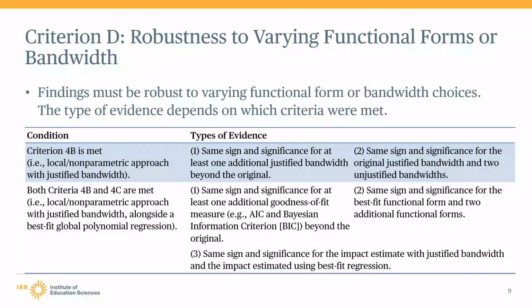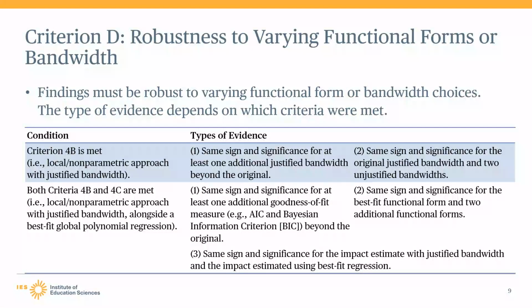Two impacts are considered to have the same sign if they are both positive or both negative, or if one is positive and one is negative, but neither are statistically significant at the 5% significance level. For example, if the sign and significance of an impact are the same using a bandwidth selected by cross-validation and a bandwidth selected by the IK plugin procedure, then a study would satisfy RDD criterion 4D.